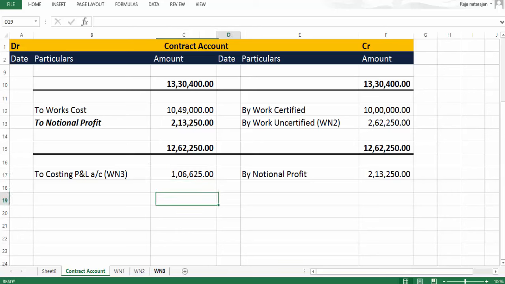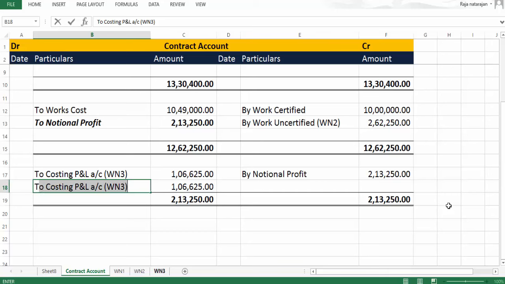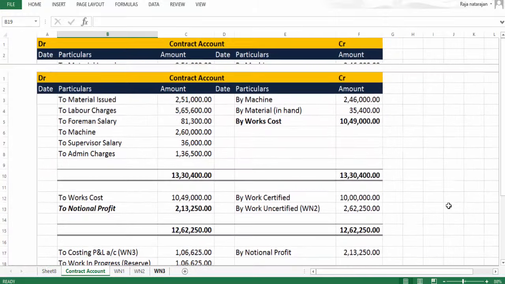Okay, so let's do the totaling. So on the credit side we have 2,13,250. On debit we have 1,06,625. So let's take this total. So here we have this difference, and difference again it's same amount, and we can say it is to work in progress, and we call it as reserve. Fine, so everything is done and our contract account is complete now.